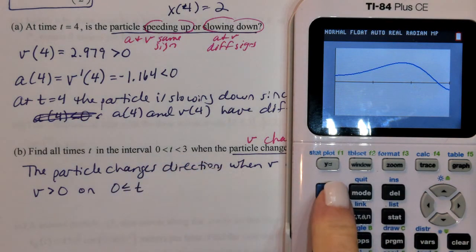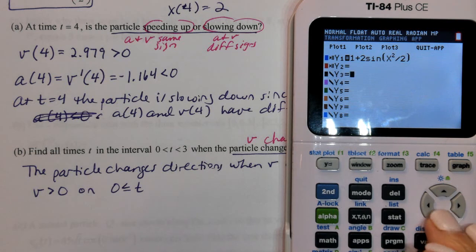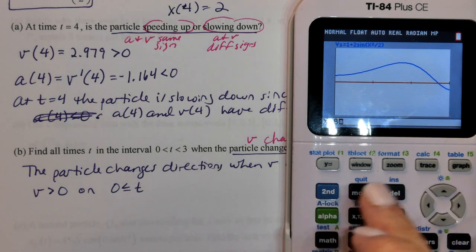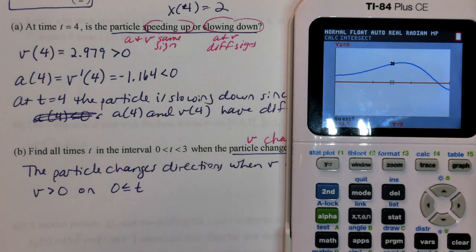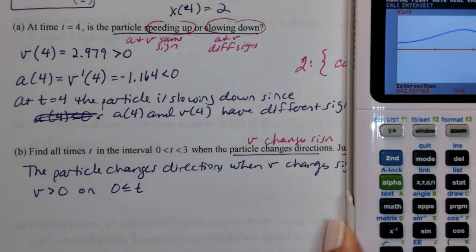to second calc 5, enter, enter, enter. Oh, I can't do enter, enter, enter because I don't have a 0 in there. Let me put that in there real quick. Second calc 5, second calc 5, enter, enter, enter. And I get, let's see, 2.707.